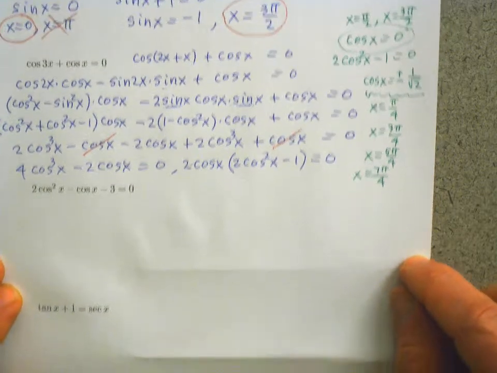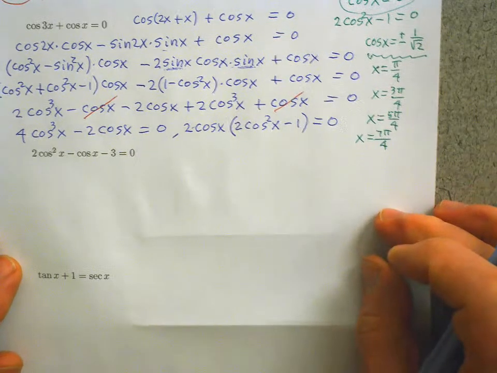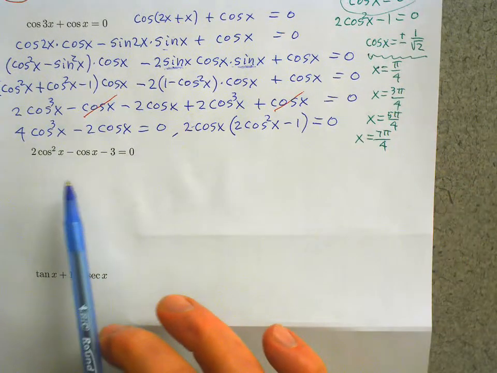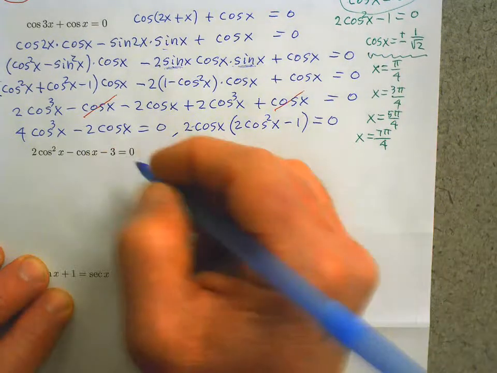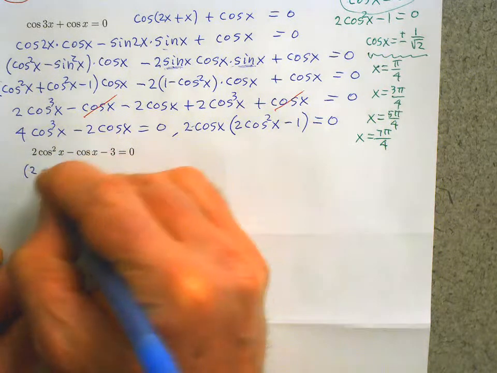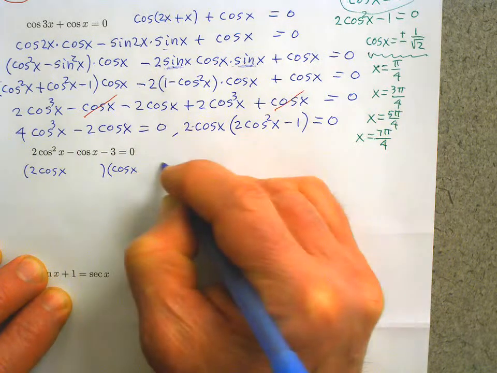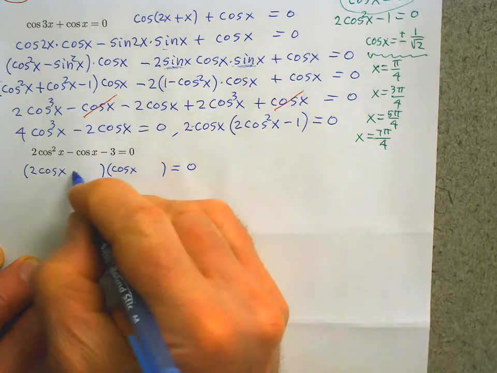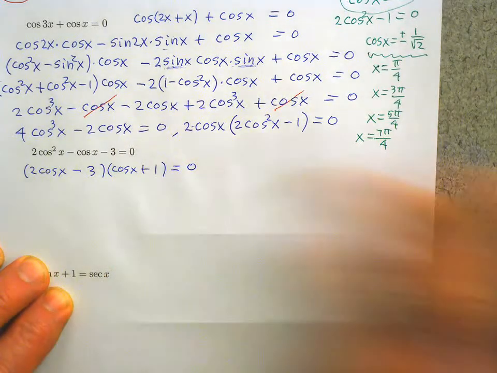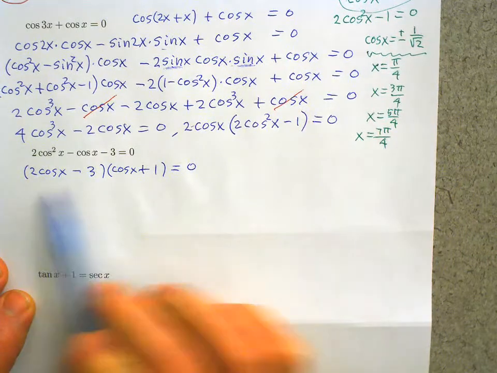Well, the next one will seem easy by comparison. We just have a trigonometric equation that is quadratic in form. So we can factor this one. So let's see. If we make this a minus 3 and a plus 1, I think that does it.